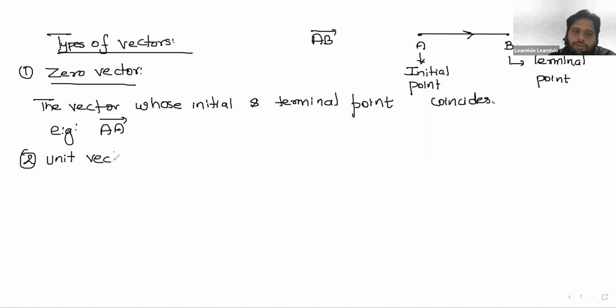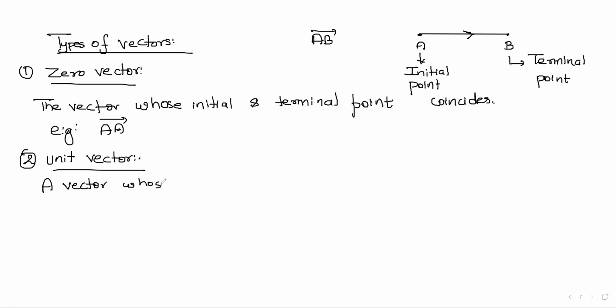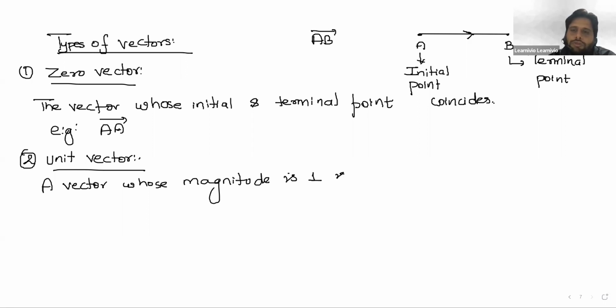Anyone can tell me what is a unit vector? A vector whose magnitude is 1. Yes, that's correct. A vector whose magnitude is 1 is called unit vector.